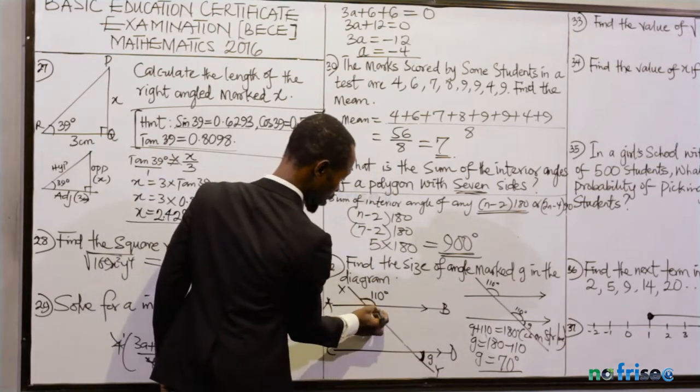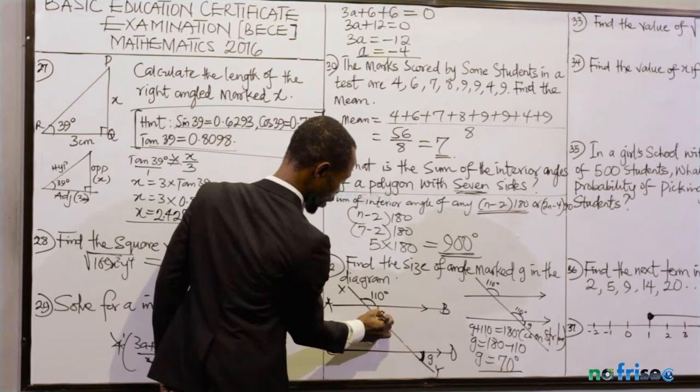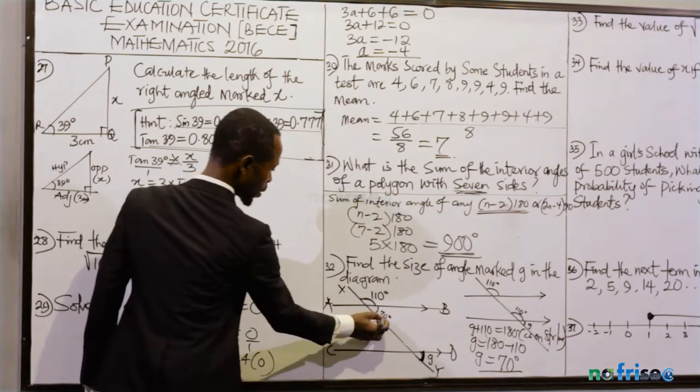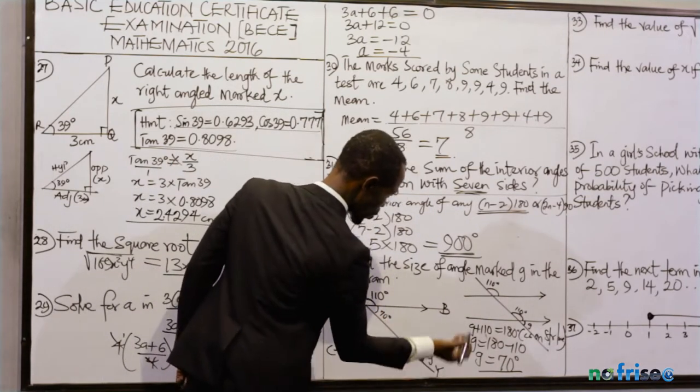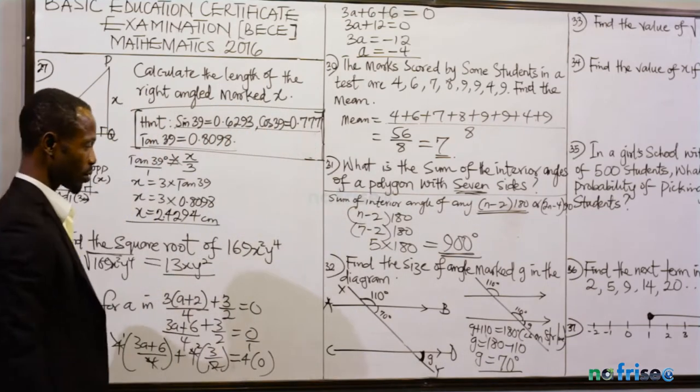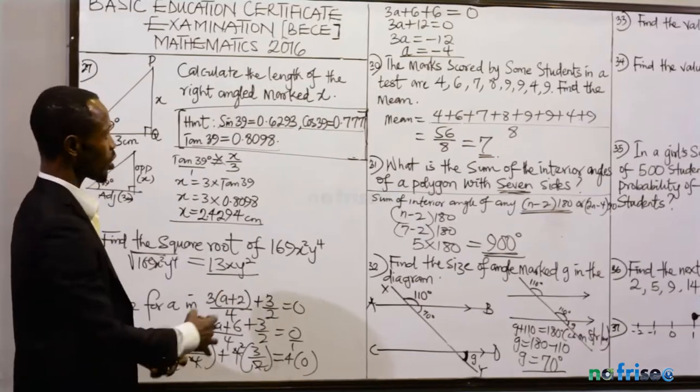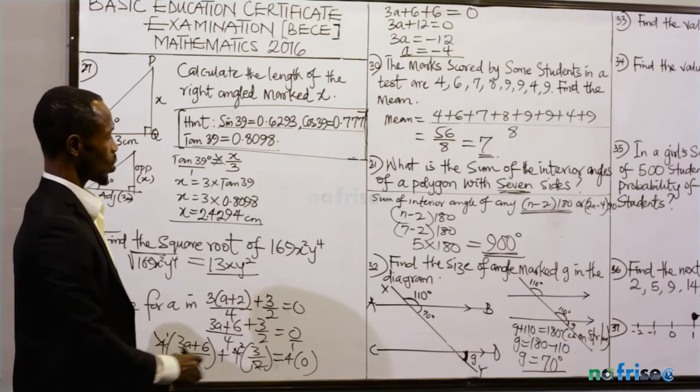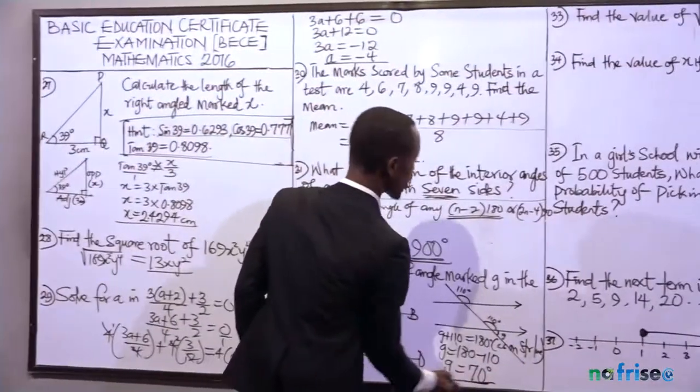If this is 110, then that means this angle here will be what? 70 degrees. And if this is 70 degrees, this will be 70 degrees too, by corresponding angles. G is 70 because they're in the same corresponding position. So 70 is the answer for G. Let's go straight to number 33.